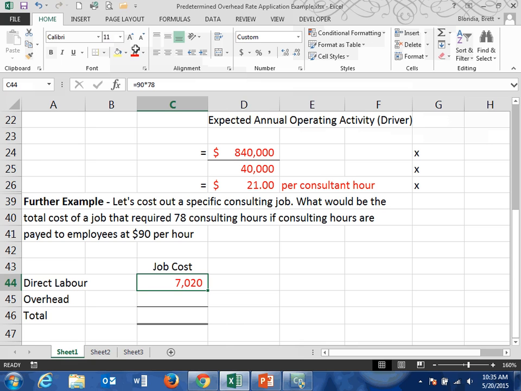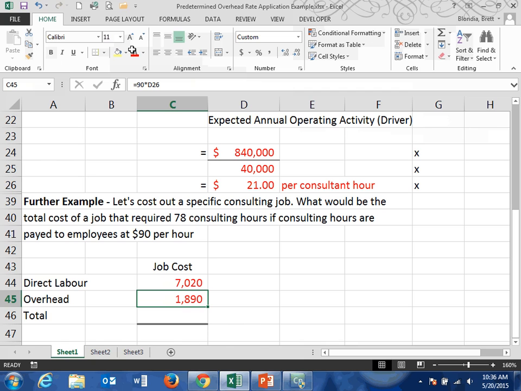Okay? Now, I also need to allocate out overhead, right? And this overhead is going to be based on a predetermined overhead rate. And what we did in step 1 of the process is we said we would charge $21 for every consulting hour used on a job. This job used 78 hours. So 78 hours times $21 per hour equals $1,890 in total overhead being charged to the job.